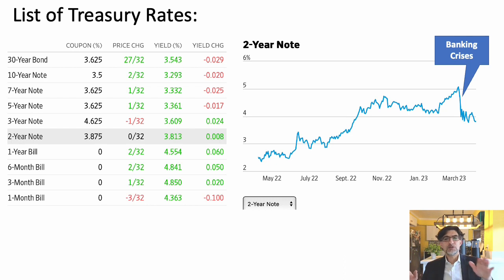At that time, the MOVE index skyrocketed, one of the highest it's ever been. And the 2-year note went from, and you can see it on the chart here on the right side, I'm rounding numbers out, I'm calling it 5%, going down to below 4%. That is, my friends, one of the biggest declines in known history.